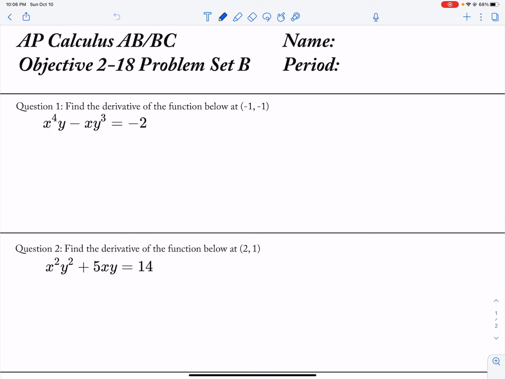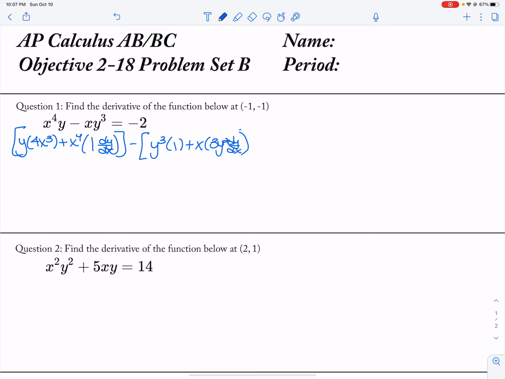All right, so let's go ahead and take a look at this section. We've got a couple of product rules here. So y times the derivative of x to the fourth, which is 4x cubed, plus x to the fourth times the derivative of y, which is 1 dy/dx. That gives you the first one, minus y cubed times the derivative of x, which is 1, plus x times the derivative of y cubed, which is 3y squared dy/dx. And this is all equal to 0.